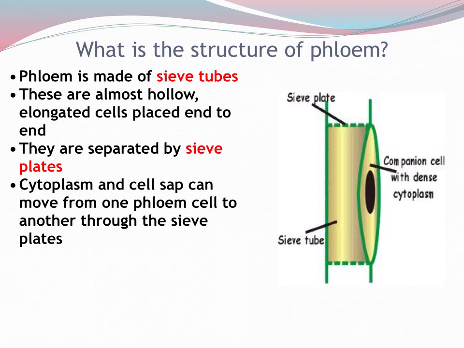Now sitting next to the sieve tube, you've got the companion cell. These are active cells that provide energy for translocation. So translocation is an active process requiring energy from respiration.